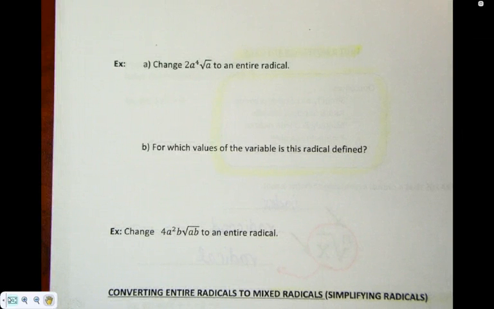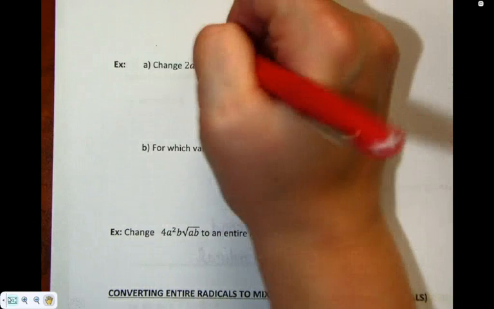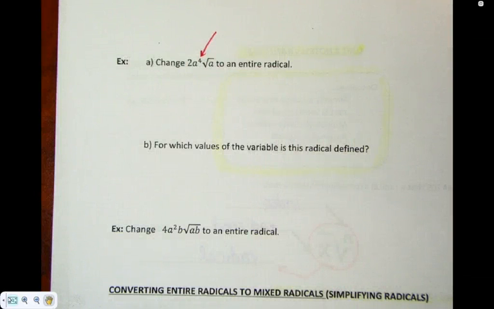Change 2a to the 4th times the square root of a to an entire radical. Now you need to be really careful and have really good eyes to know what that is. Is that an exponent on a or is that an index of the radical? How do we know it's an exponent on a? It's not above the little guy.